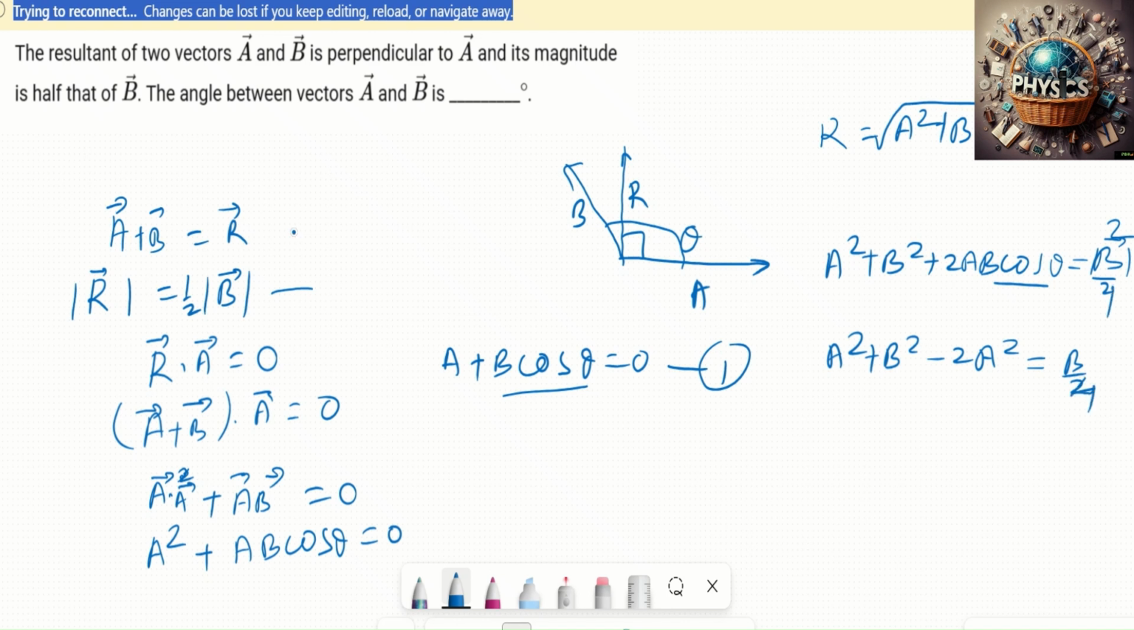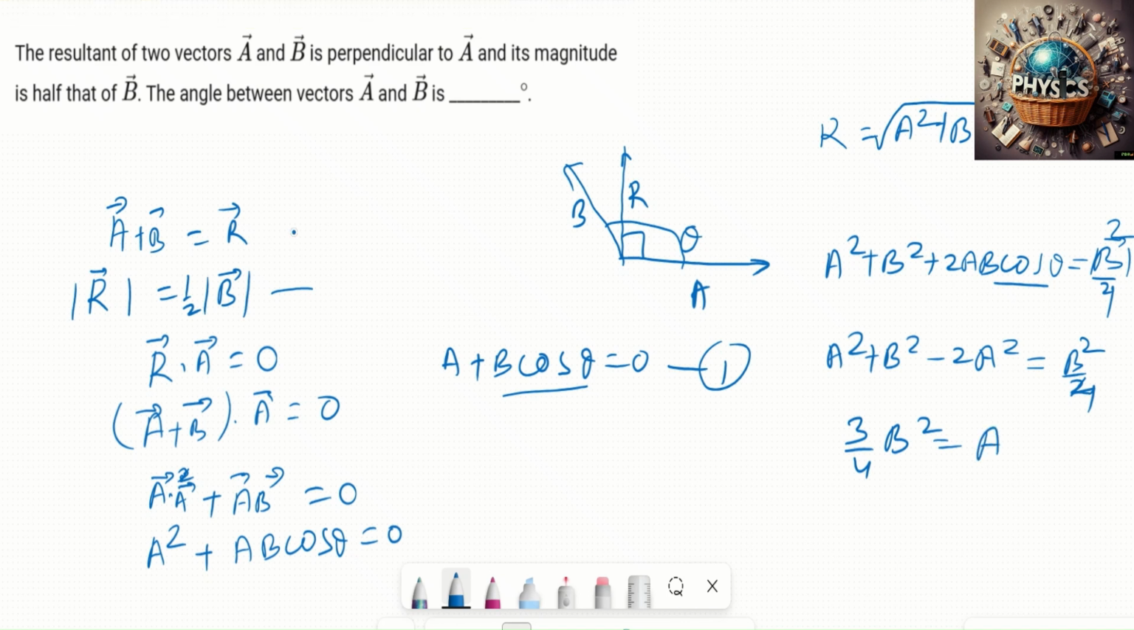So in that case, let us reevaluate everything. So it is minus, so 3 by 4. Let us take the B this side, B square by 4. So 3 by 4 B square is equal to 2A square minus A square, which is A square. Right? So A is equal to 2B.